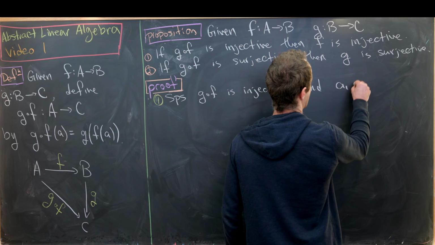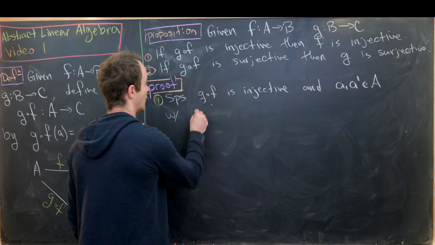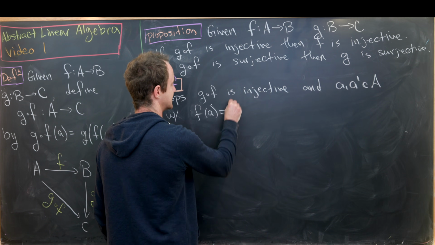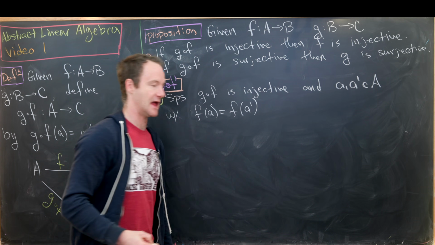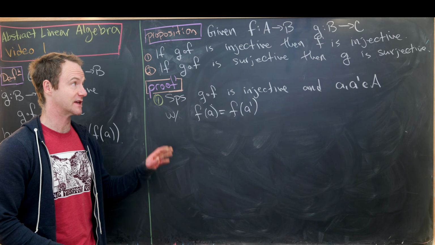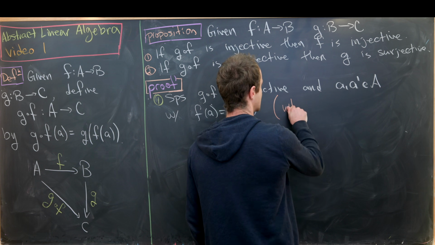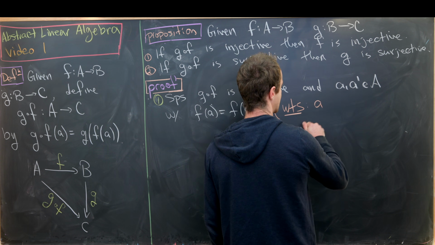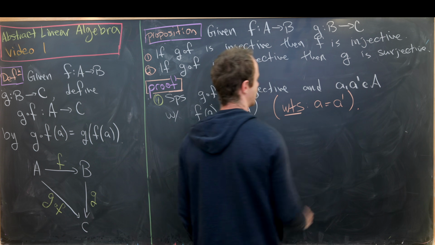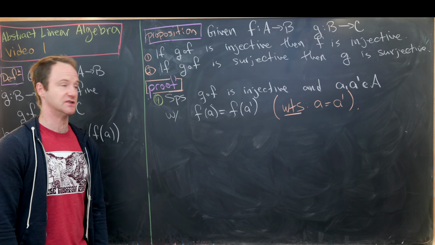and we have a and a prime in little a with F evaluated at a is the same thing as F evaluated at a prime. Remember, that's our testing setup for deciding if little f is surjective or is injective or not. Let's recall that what we want to end up with is a equals a prime. And what we have as a tool is that G composed with F is injective.